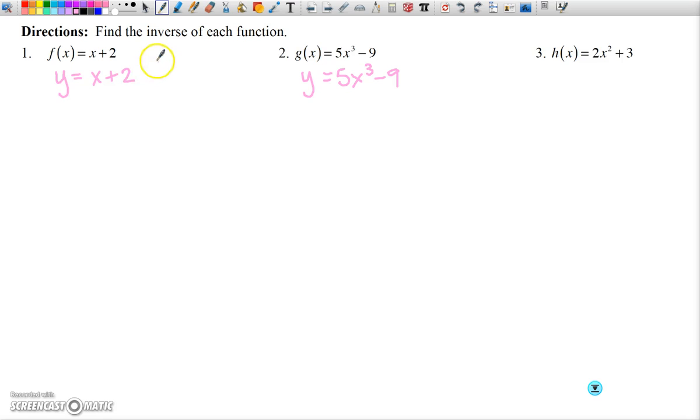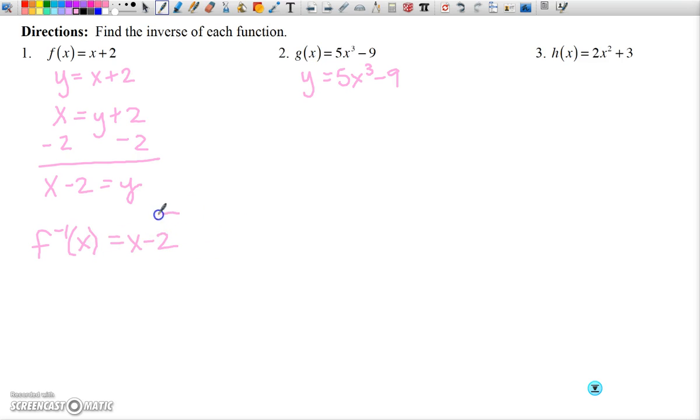All right, so let's go ahead through this. Well, remember with inverses, the x and y switches, so we're going to flip-flop the places. There we go. And then we solve it for y by subtracting 2 to get x minus 2 equals y. And then we write our inverse function notation, so f inverse of x equals x minus 2. And so this would be your inverse.